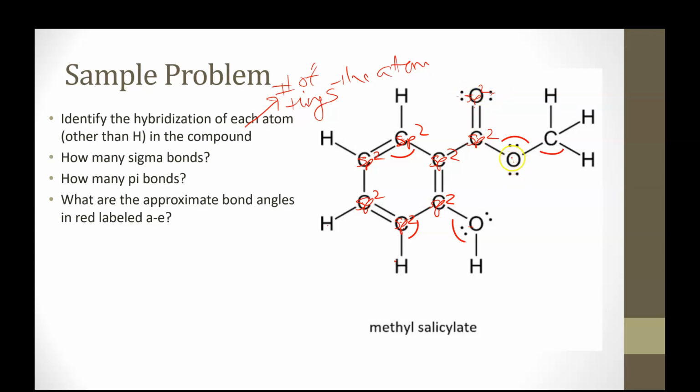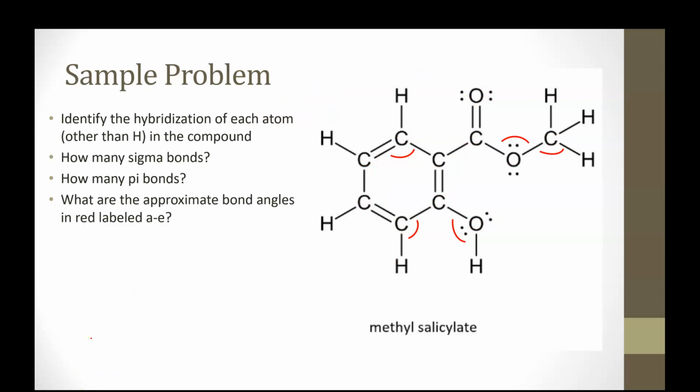This oxygen in the middle, we're going to figure out its hybridization. 1, 2, 3, 4, that's sp3. And the carbon on the tail end, 1, 2, 3, 4, sp3. This oxygen, 1, 2, 3, 4, sp3. Okay, notice I didn't do anything with the hydrogens with that. All right, let me erase all the ink.